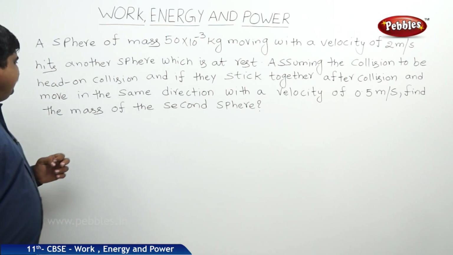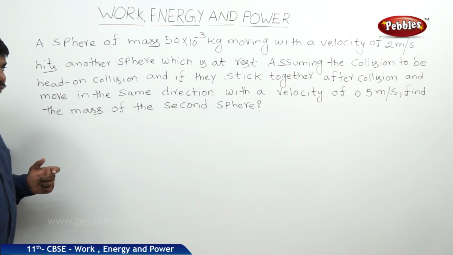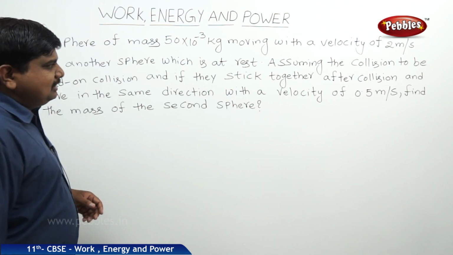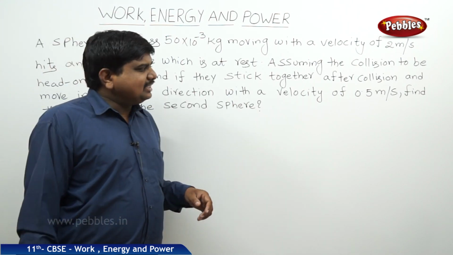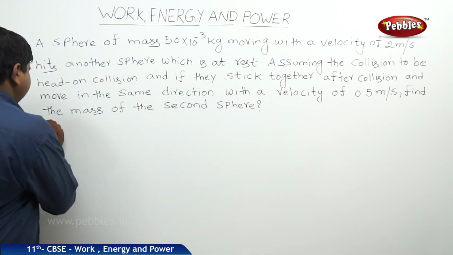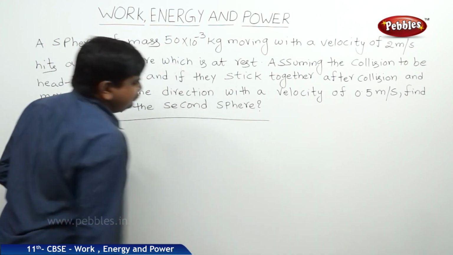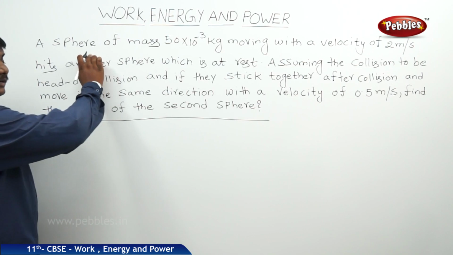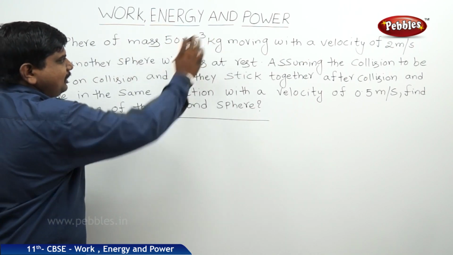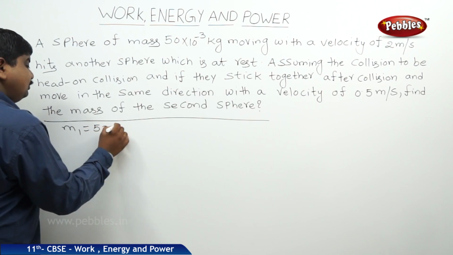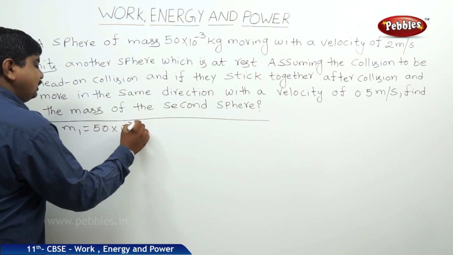Assuming the collision to be head-on, and if they stick together after collision and move in the same direction with a velocity of 0.5 meters per second, find the mass of the second sphere. If you see the problem, first we should write the physical quantities that are present. There is a sphere of mass 50 into 10 to the power of minus 3 kg. Therefore, m1 is equal to 50 into 10 to the power of minus 3 kg.